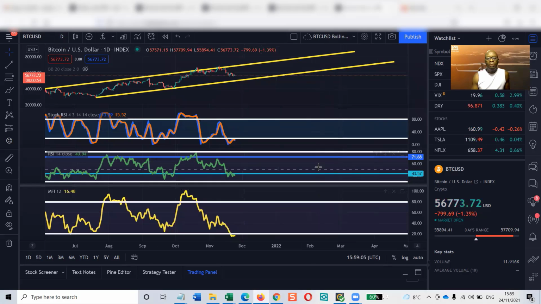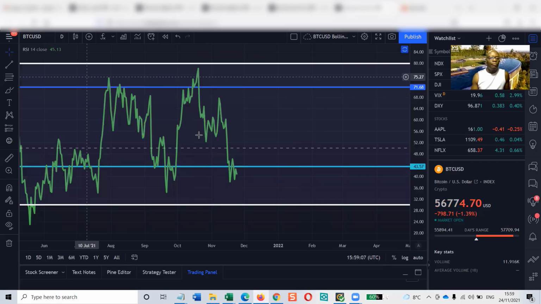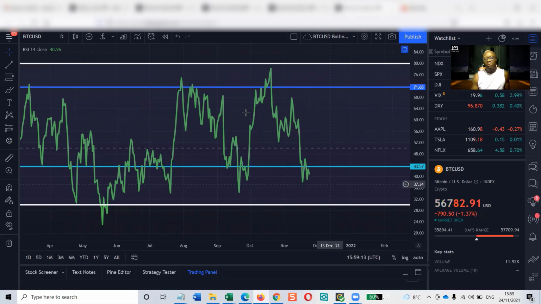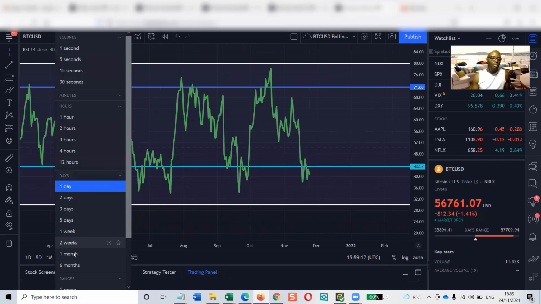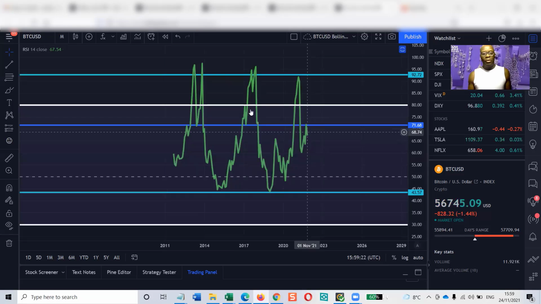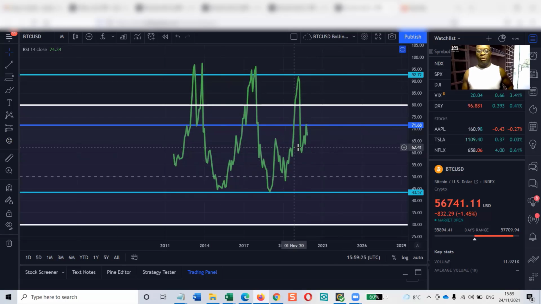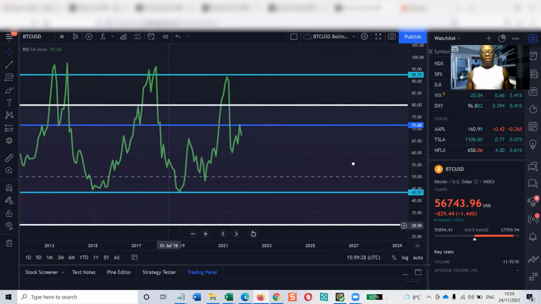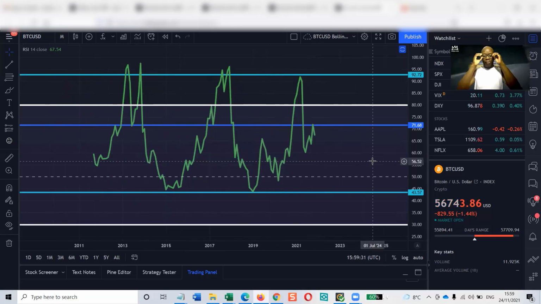Regarding the RSI indicator, again, we're still on the downtrend at the moment. But most importantly, looking at the monthly, I've switched to the monthly on the RSI, and this is taking a very high level view of the market momentum.